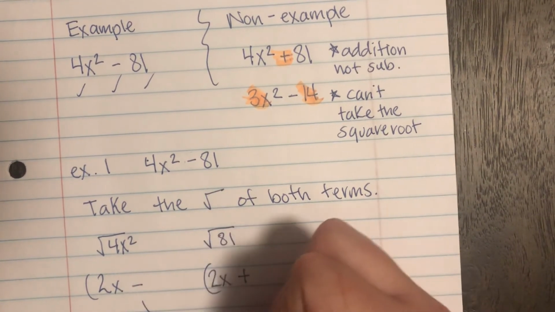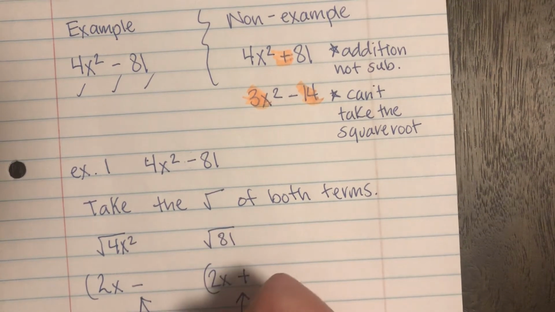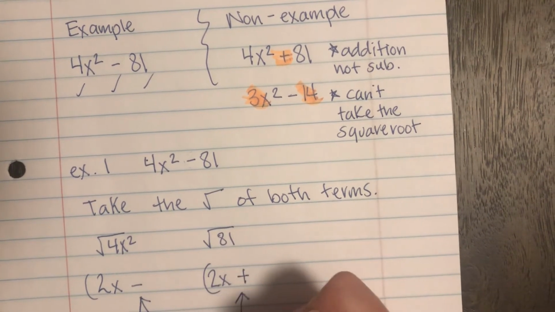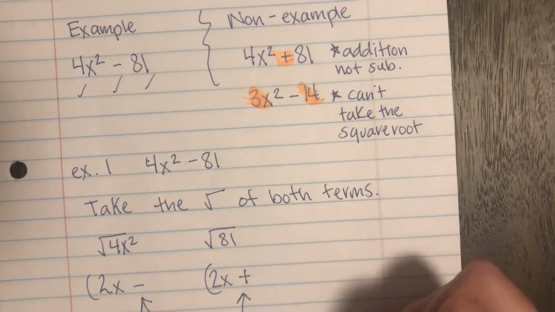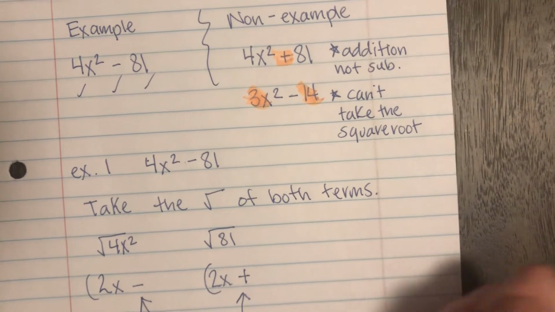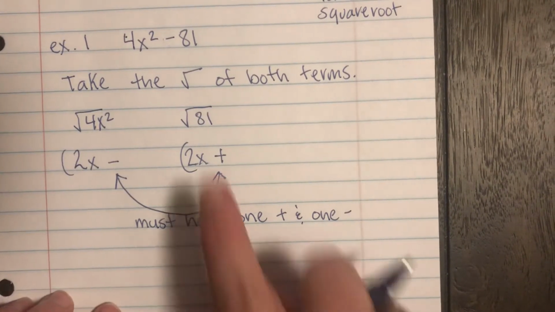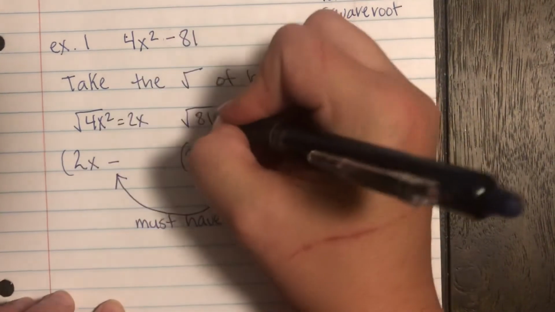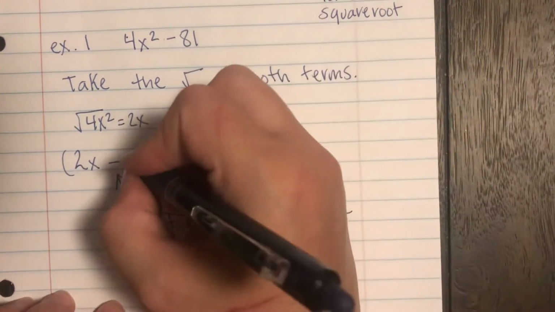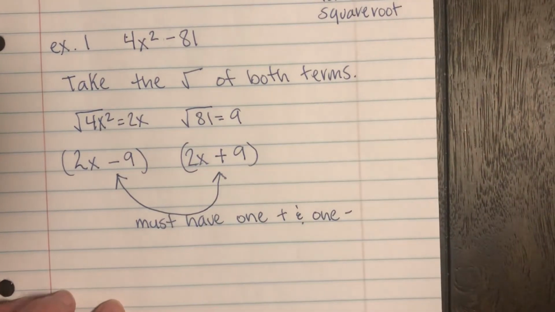So you must have 1 plus and 1 minus. All right, so now we're going to go ahead and take the square root of 81. Square root of 81 is 9. So I'm going to put that in the back of both of my parentheses.